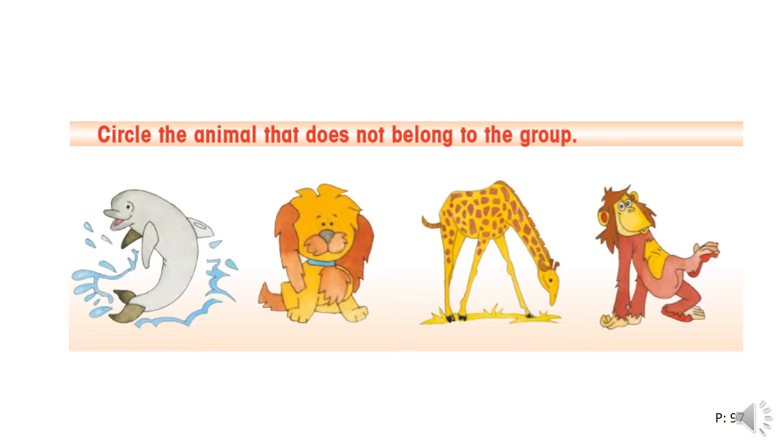So which one is the intruder here? Which one doesn't belong to the others? All these are wild animals except the dog, which is a domestic animal. Excellent. So the dog is the intruder in this case.